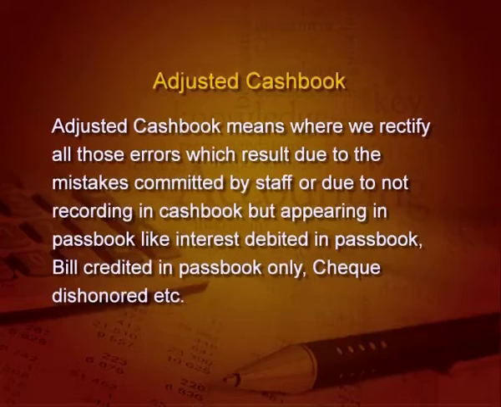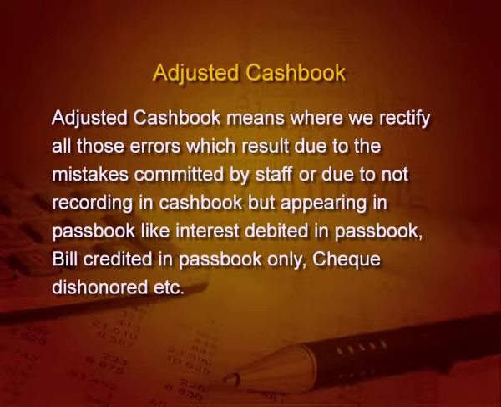Now, we move on to our last topic in this bank reconciliation statement chapter, that is adjusted cash book. Now, first of all understand what is adjusted cash book. So, adjusted cash book means where we rectify all those errors which result due to the mistakes committed by the staff or due to not recording in the cash book, but appearing in the passbook, like interest debited in passbook, bill credited in passbook only, check dishonored, etc.